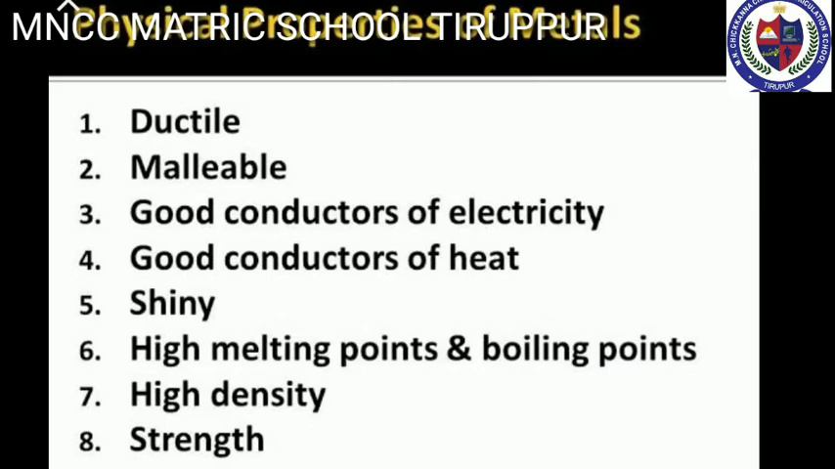And third one, conduction of heat and electricity. Metals are good conductors of heat and electricity. For example, silver and copper are excellent in this property. And next one, usually metals possess high melting and boiling points and vaporize only at high temperatures. Next, density. Metals have high density. And last one, most of the metals are hard and very strong.